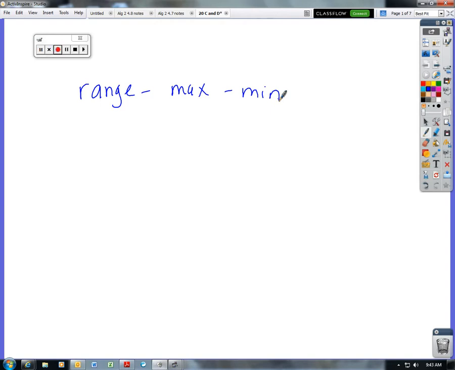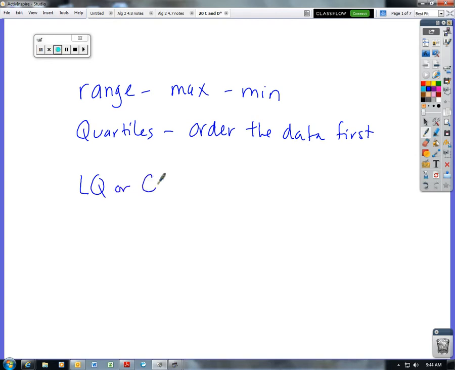And then in order to understand the IQR, we have to know about the quartiles first. So there are quartiles, which you find by dividing the data into fourths. But before you do the quartiles, you have to order the data first. So you order the data, and then the lower quartile, also called quartile 1, is going to be like a quarter of the way. So it's the same as the 25th percentile. In other words, 25% of the data is at or below.